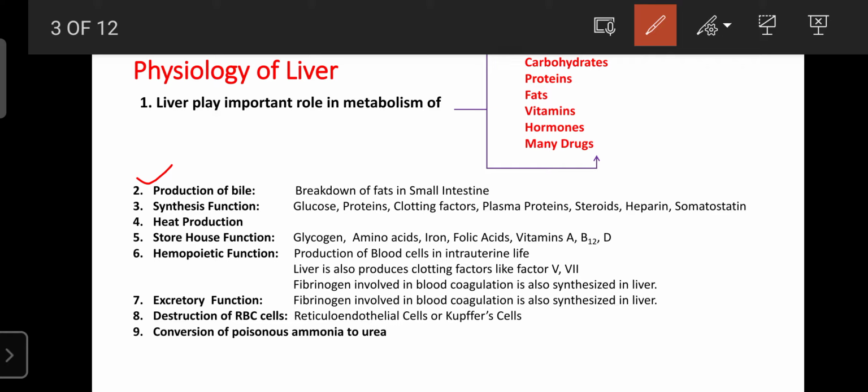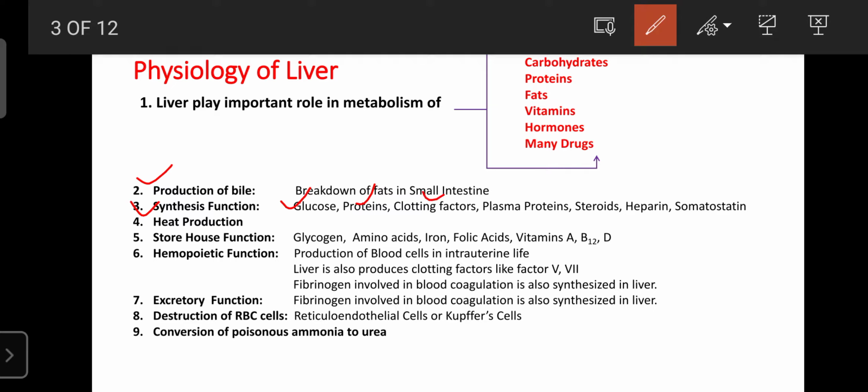Bile is for the breakdown of fats. The liver secretes the bile into the small intestine, and that bile is helpful for the regulation or metabolism of lipids in the intestine. That's why the liver is involved in the production of bile, and the liver also has synthesis functions. That is, the liver is involved in the synthesis of glucose, proteins, and clotting factors.